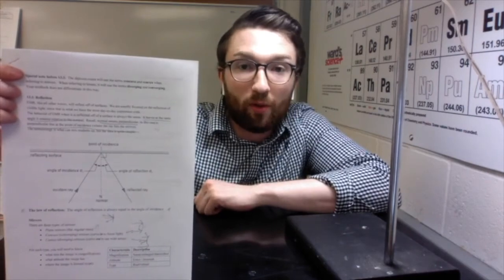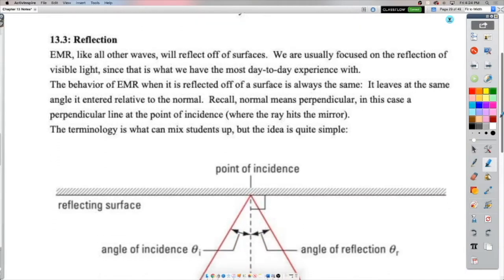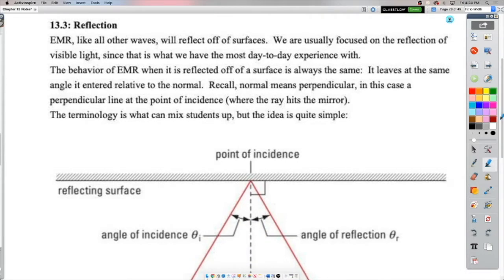Okay, so with that out of the way, we are going to keep going through chapter 13. There are new notes in the Google Classroom. They look like this. Okay, so we're starting section 13.3 today, all about reflections. You can kind of ignore that note at the beginning because I don't think you'll be writing a diploma. So we'll start on 13.3, reflection.